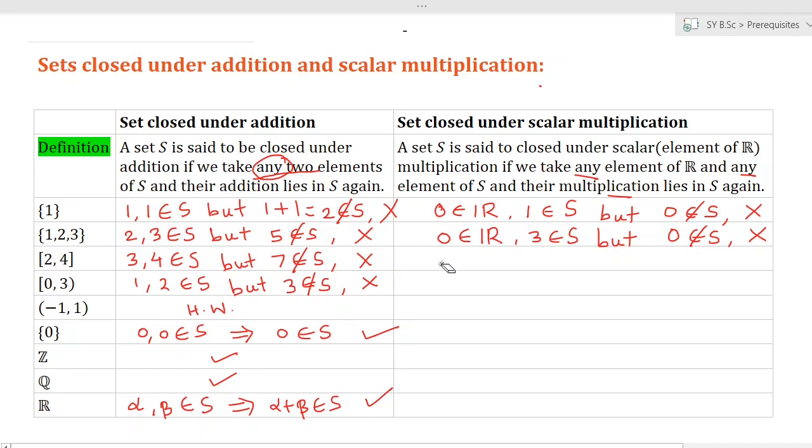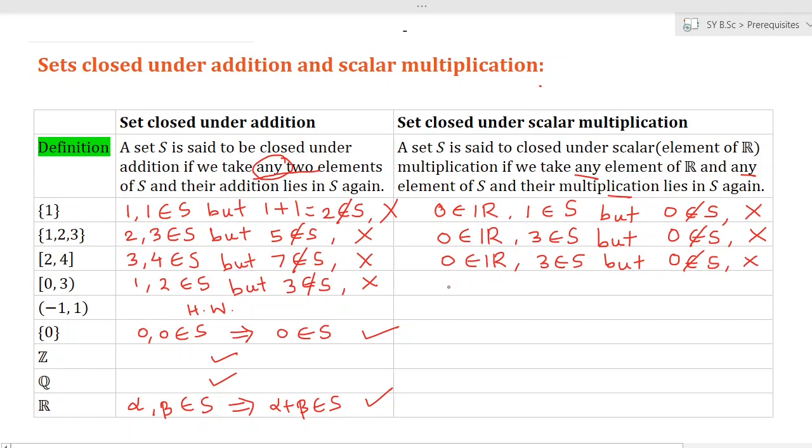Now we will go for the third example. Third is also a similar one, because again it is an interval and this is not containing 0. So naturally I can go with the similar logic. So 0 belongs to R, and over here which element to take? I will take 3 only. You can take any element from that interval, but again 0 does not belong to S. So therefore it is not closed under scalar multiplication.